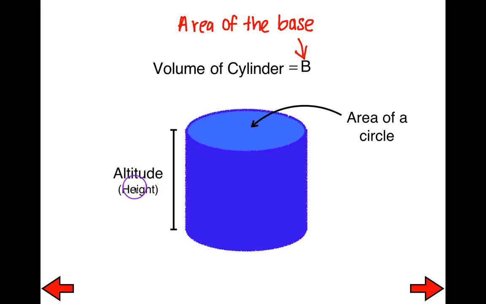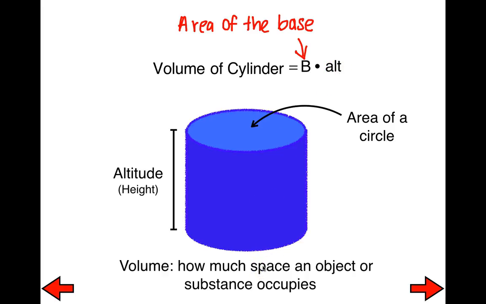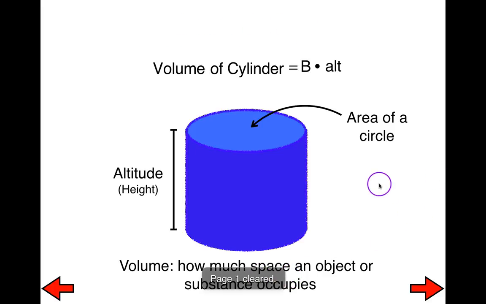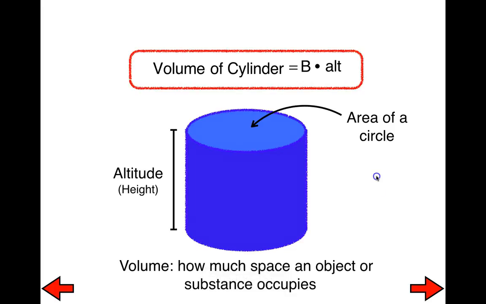Since I know you know what height is, I'm going to be using the word altitude to get you familiar with it. So since it has height, not only am I taking the area of the base, I got to multiply it by the altitude. And that's what's going to give me volume. And volume, just a friendly reminder, is how much space an object or substance occupies. So on that note, let's go ahead and jump into an example.